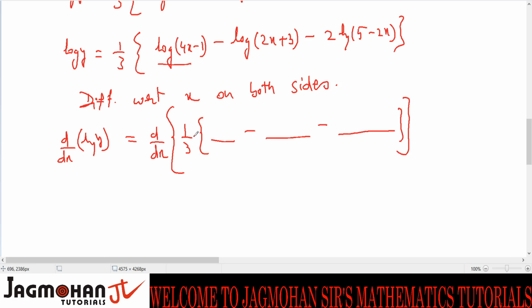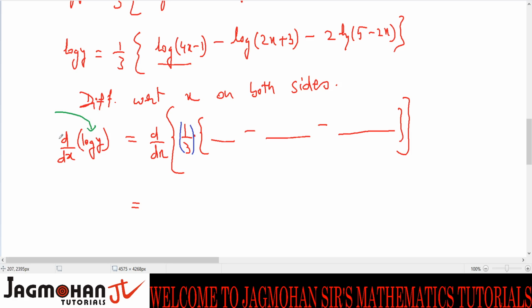Next step, this 1 upon 3 is multiplied to this, so this 1 upon 3 will come out. Before that, let's go to the left hand side. Tell me students, here you have d by dx of log y. So what function is this? If I ask you, what function are you differentiating? The answer is, it is logarithmic function.